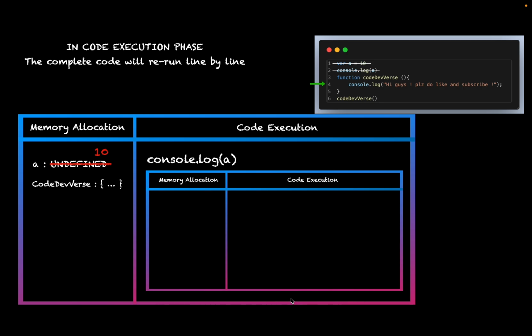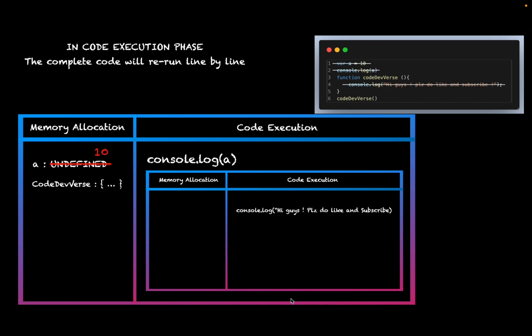And since now we have called the function, the control is in line number 4. In this entire function, we don't have anything to allocate memory. So it will get into code execution phase, and line number 4 will take part in code execution phase. And here comes the console log of something. So it will say that okay, now I have to print this, hi guys, please do subscribe, and it will print it in the console, and this line is also executed.